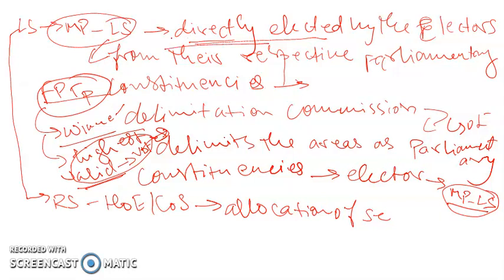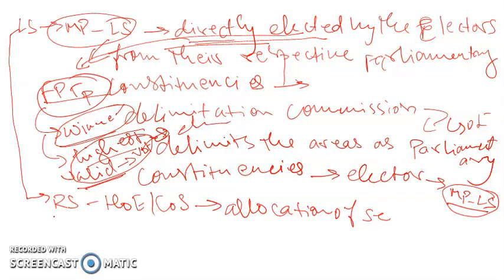The members to the Lok Sabha are directly elected based on the first past the post system. The first past the post system is also called the winner-takes-all system, where the contestant getting the highest number of valid votes is declared elected.